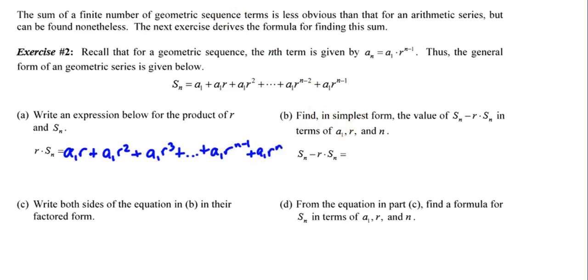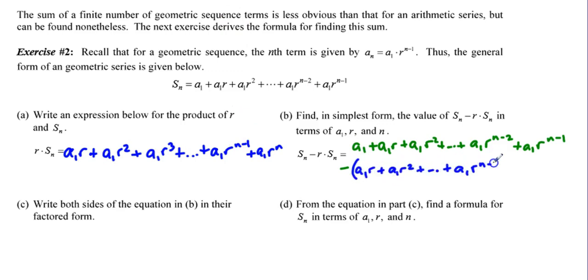Part B of this discovery says take s sub n, which is listed here. Let's show what that looks like. Now I'm going to subtract this expression. I'll write in blue, subtract that whole thing. Check out how this works out. You might say, that is absurd, I'll never be able to figure out how to do that. That is crazy.